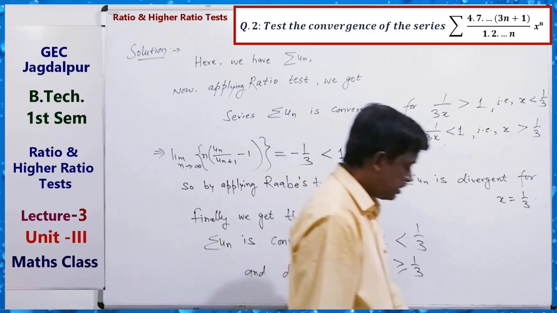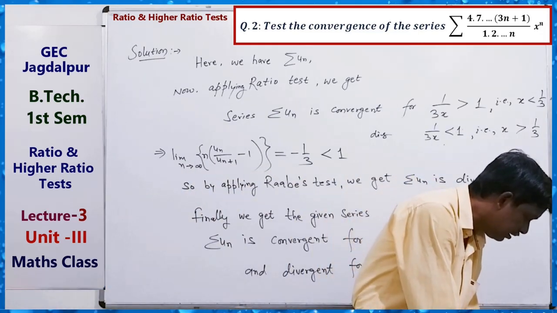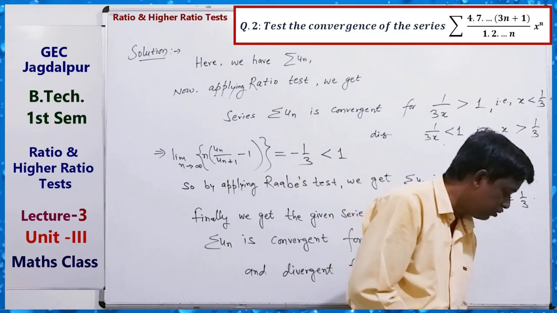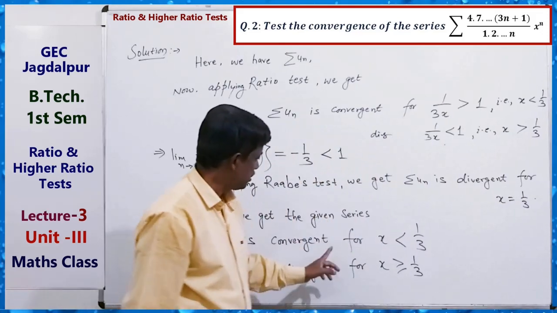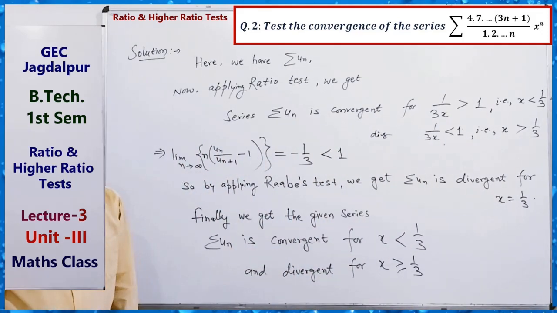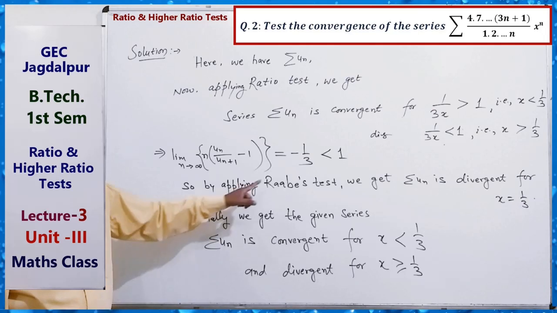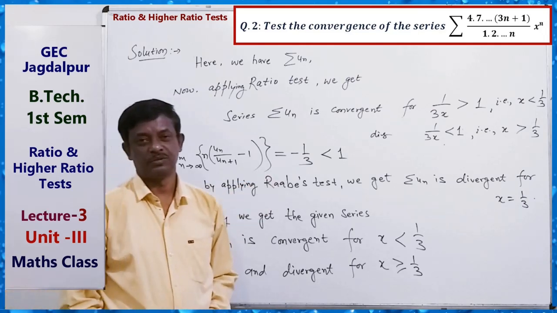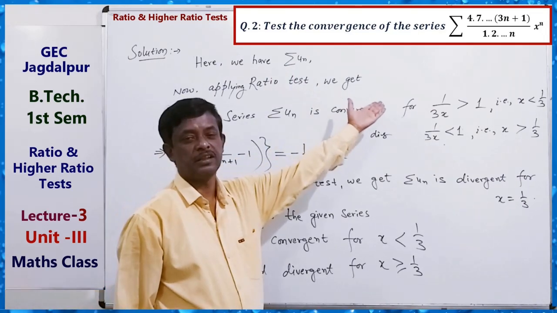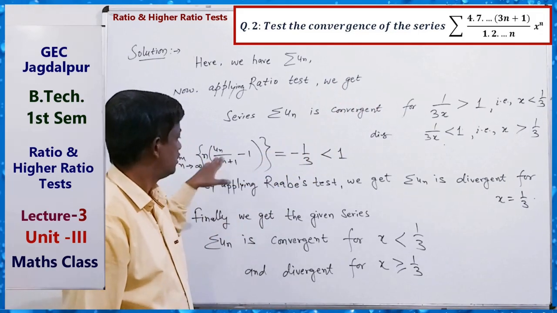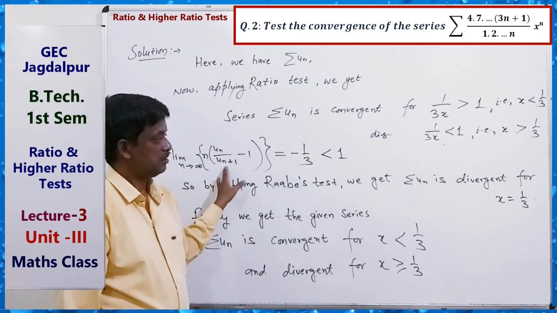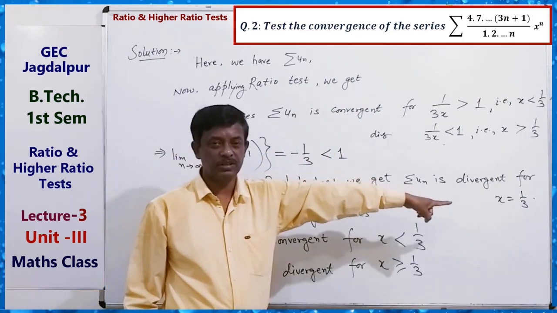So the series diverges for x greater than or equal to 1 by 3 and converges for x less than 1 by 3, by using Raabe's test. So once the ratio test fails, we use Raabe's test for the particular point x equal to 1 by 3.